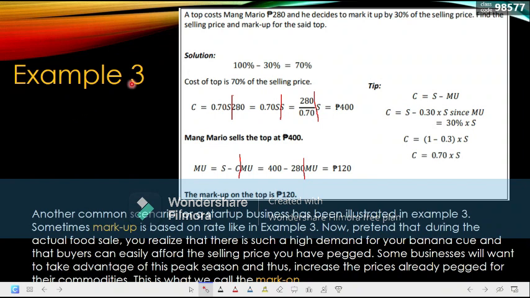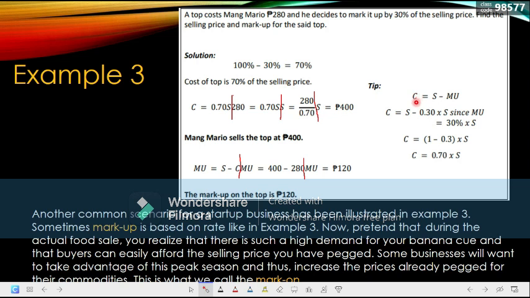Okay, next, let's proceed to example number 3. We have here a top that costs Mang Mario 280 pesos and he decides to mark it up by 30% of the selling price. Find the selling price and markup for the said top. Okay, we have here the solution. That's 100% minus 30% is equal to 70%. So how do we get this one? We have here the cost of the top is 70% of the selling price. How do you get this one?